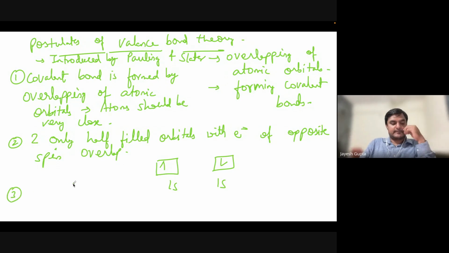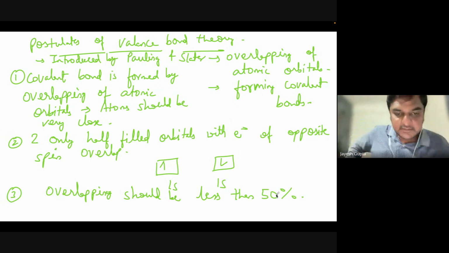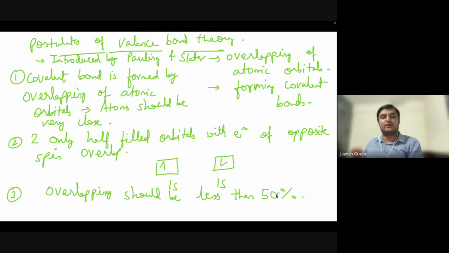The third one: overlapping should be less than 50%. The overlapping area should be less than 50%. If it is having high percentage, then there will be repulsion between the electron density of overlapping. So that we do not want. We only want the bond to be formed.